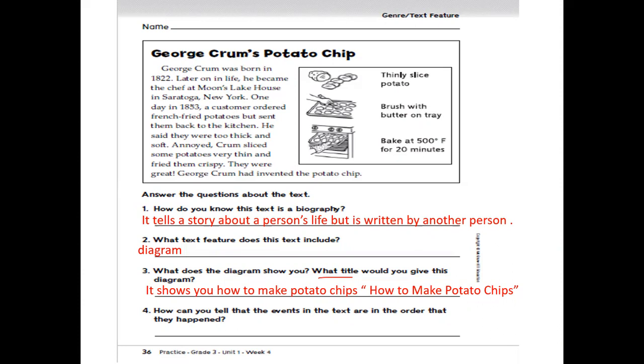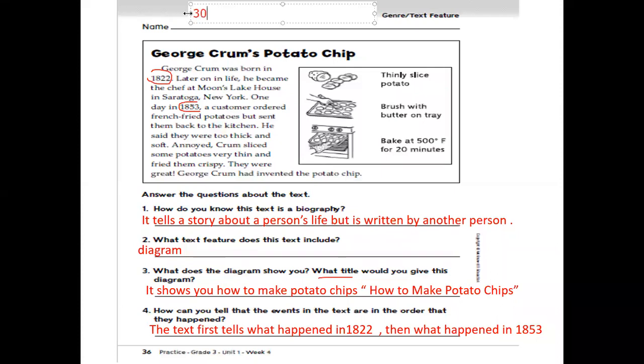How can you tell that the events in the text are in the order that they happened? How did we know that? Let's look at the dates. Here we have 1822, then 1853. So the text first tells what happens in 1822, then what happens in 1853. Let's write that, and don't forget to write the date because we didn't write it.